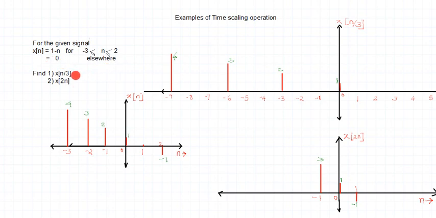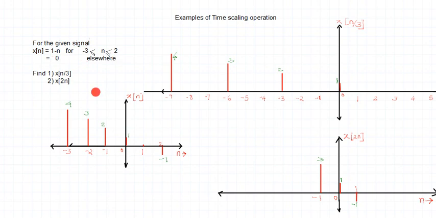What are you being asked to do? You are being asked to do x of n by 3 and x of 2n. So before we plot the resultant outputs, we'll first sketch the input signal. So let us do it together. So x[n], what do we understand? x[n] is present only for what time period? It is present for the time period between minus 3 to 2.